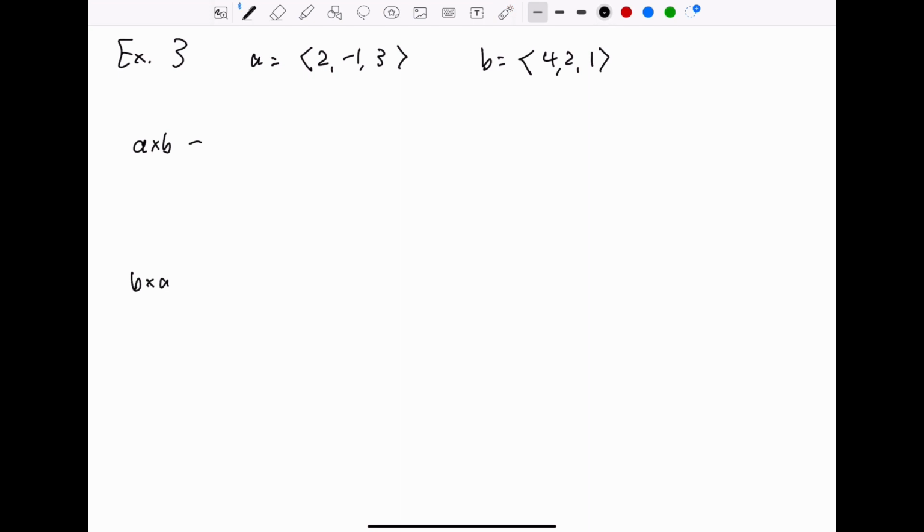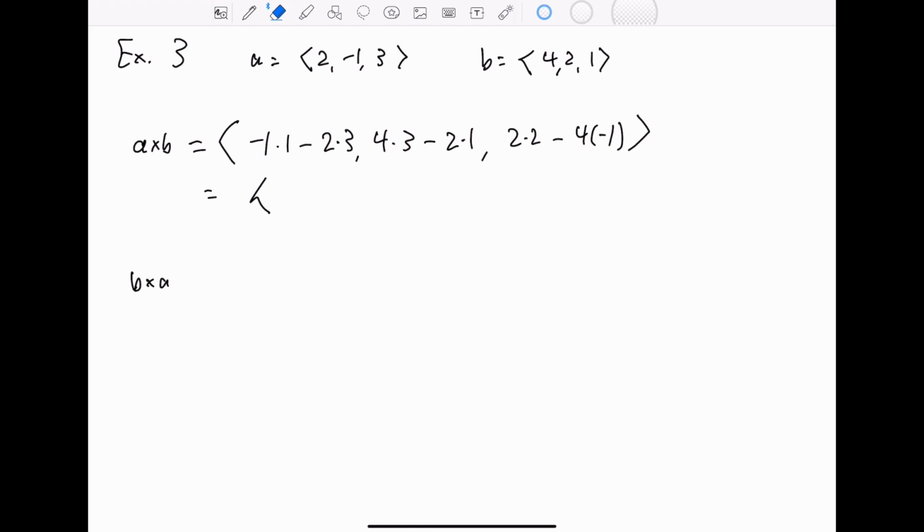So first of all, A cross B. The first component is -1 times 1 minus 2 times 3. The second component is 4 times 3 minus 2 times 1. The third component, 2 times 2 minus 4 times -1. To simplify, we have -1 minus 6, that's -7. And then 12 minus 2, that's 10. And then 4 minus a -4, that would be 8. So there's the cross product A cross B.